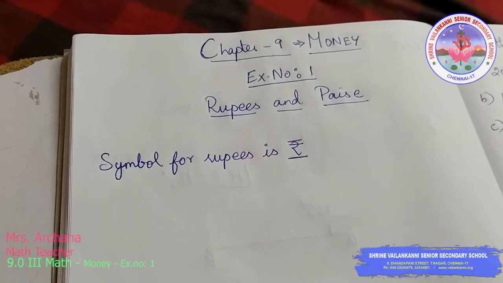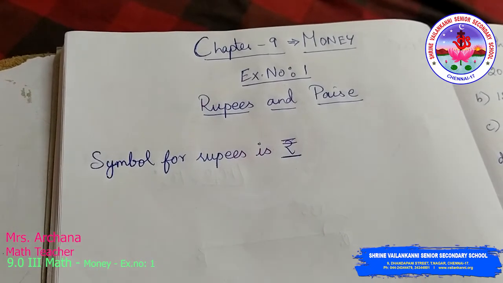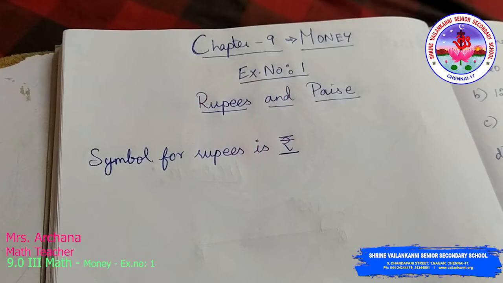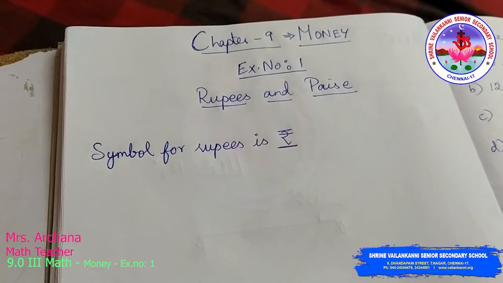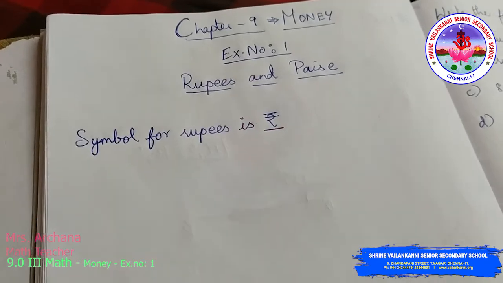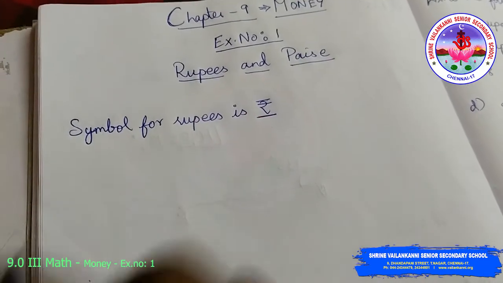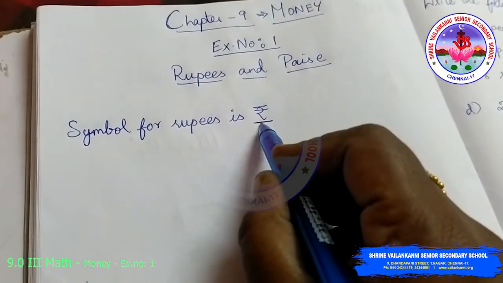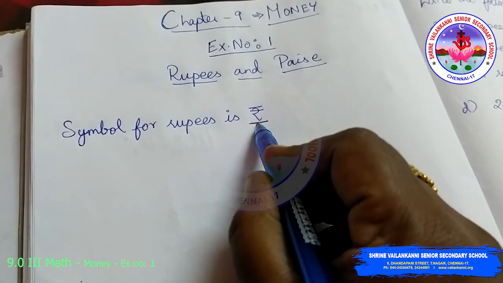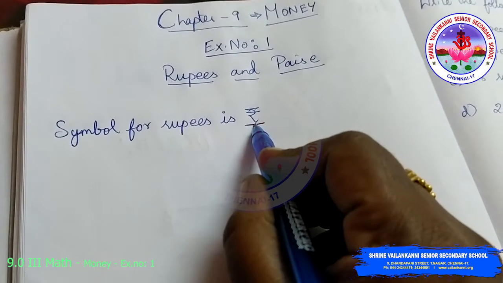Hello children, in this video we are going to start chapter 9, which is money. Under this chapter, exercise 1, we are going to see how to write the rupees and paisa. Here, to denote the rupees, the symbol is given to you like this. So your rupees can be written with the symbol like this.